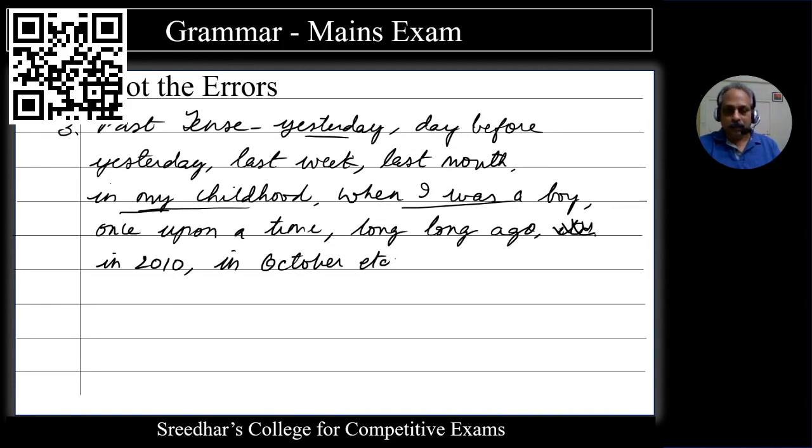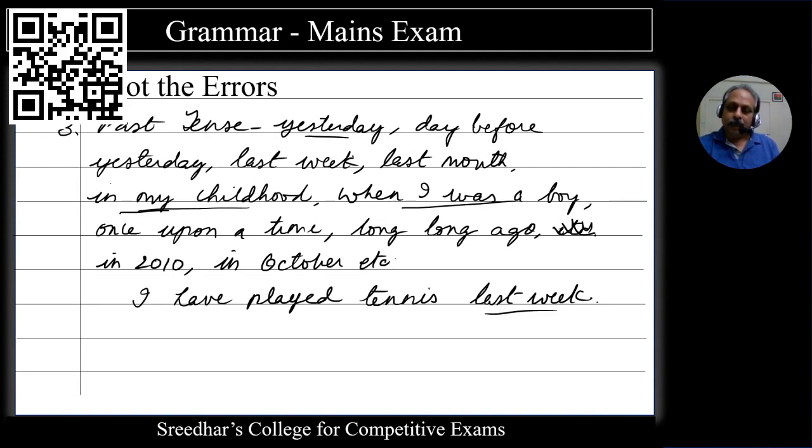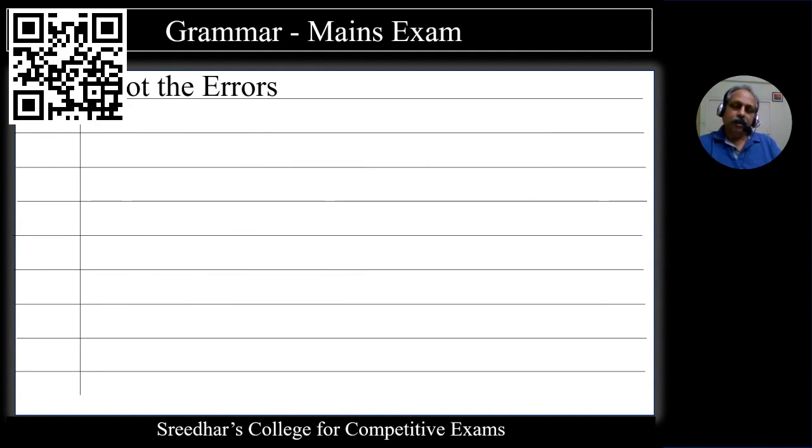Now, let me give one example. Each tense I will give one example. I have played tennis last week. How do you decide where the error is? Here, what is the time phrase? Last week. That goes with past tense. But here the sentence is in present perfect. So it is not correct. I have played is not correct. I played tennis last week. That is a correct sentence. As simple as that.